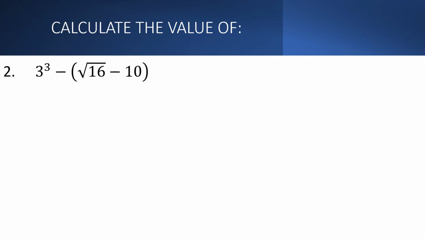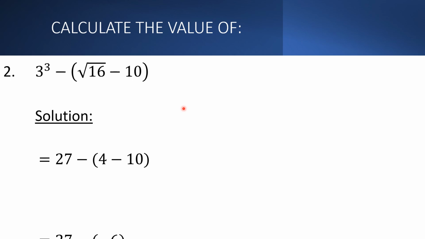And the last question for the lesson, we have 3 cubed minus the square root of 16 minus 10. 3 cubed is the same as 3 multiplied by itself 3 times, and 3 cubed will give us 27. The square root of 16 will give us 4. The order of operations tells us that we must evaluate the expression that's inside the brackets first. So 4 minus 10 will give us negative 6. And because we are subtracting from an integer, it's the same as adding its additive inverse. The additive inverse of negative 6 will give us positive 6. So we'll have 27 plus 6, and 27 plus 6 will give us 33.